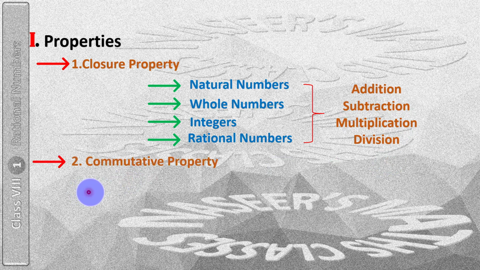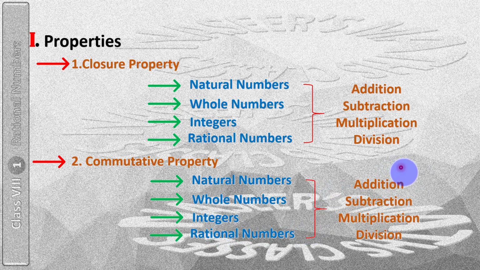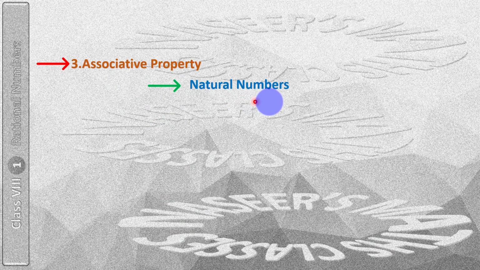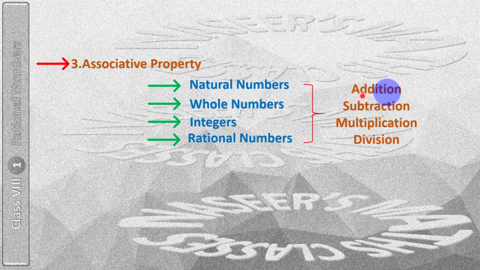Similarly, we learn about commutative property of natural numbers, whole numbers, integers and rational numbers with respect to the four basic arithmetic operations: addition, subtraction, multiplication and division. Next, the third property is associative property of natural numbers, whole numbers, integers and rational numbers with respect to the four basic operations: addition, subtraction, multiplication and division.